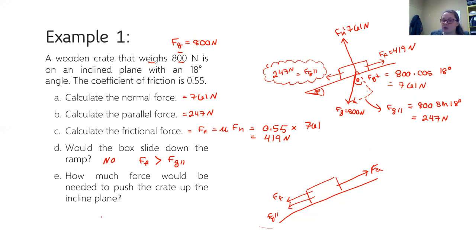So how much force would be needed to push the crate up the ramp? Well, I would have to overcome 247 newtons down the ramp, plus I'd have to overcome the force of friction, which is 419 newtons, which gives me 666, devilish question, 666 newtons needed. And that would be the minimum. You would need at least that. You may need a little bit more. Okay, so that would be the force to push the crate up the ramp. But just one of those little things, the force of friction changes direction.